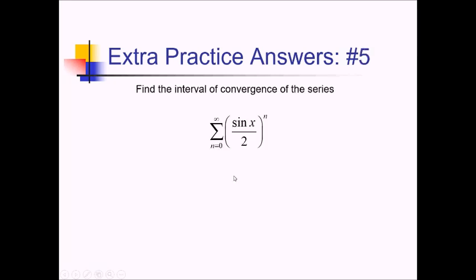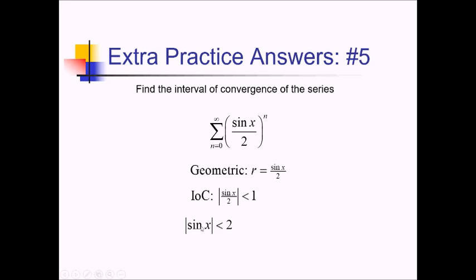On this problem, we want the interval of convergence for this series. Since this is geometric, with a common ratio of sine of x over 2, we just need to take that common ratio, the absolute value of that, set that less than 1, and solve for x. So we have absolute value sine of x over 2 less than 1. And multiplying by 2, I have absolute value sine of x less than 2.